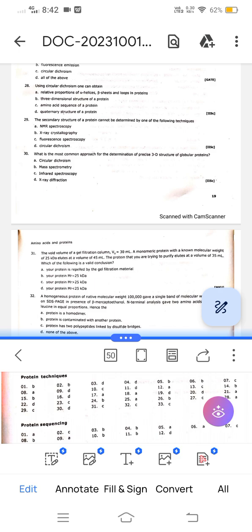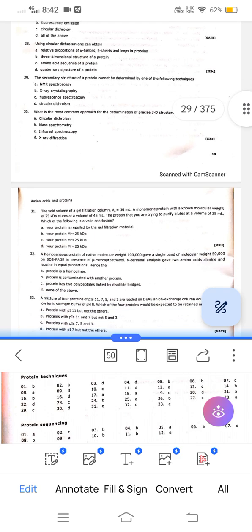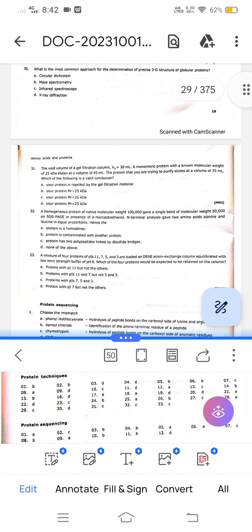30. Correct answer is D. X-ray diffraction. Then the void volume of a gel filtration column. A monomeric protein with a molecular weight of 25 kilodalton elutes at a volume of 45 ml. The protein that you are trying to purify elutes at a volume of 35 ml. Which of the following is a valid conclusion? 31. Correct answer is C.